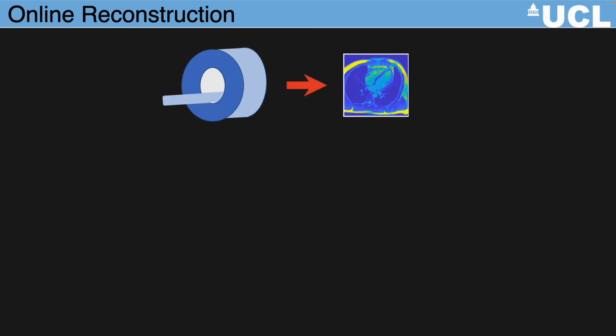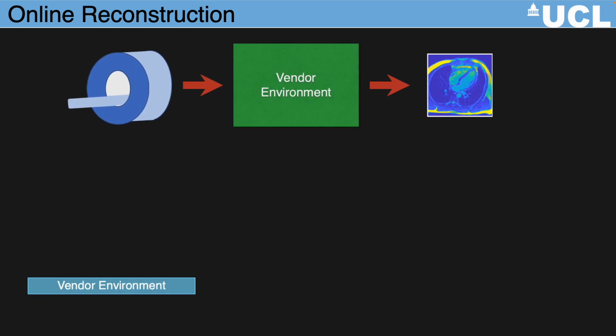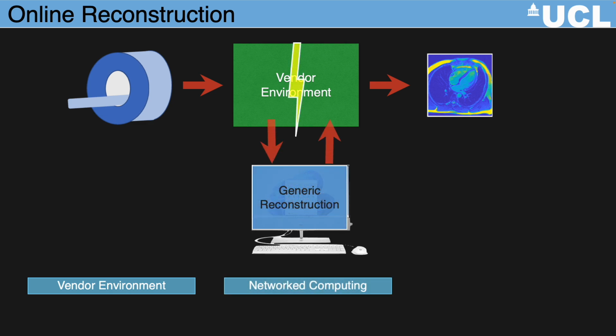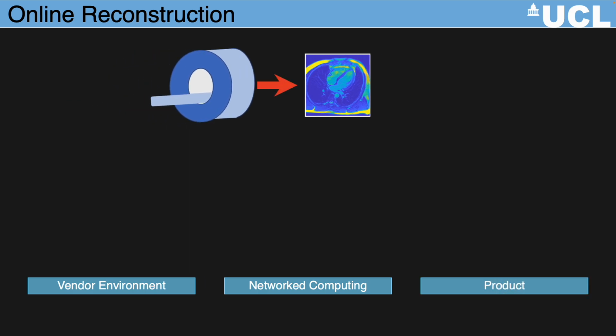The alternative to offline reconstruction is online reconstructions, where the images are reconstructed in a seamless manner at the scanner. There are a few approaches to online reconstructions. These include implementation of the reconstruction within the vendor environment, using a networked computer to perform the reconstruction where the data is automatically transferred from the vendor environment and back into the vendor environment, and of course ultimately getting the reconstruction implemented as a product by the vendor. I'll speak a little bit about each approach and the advantages and disadvantages of each.